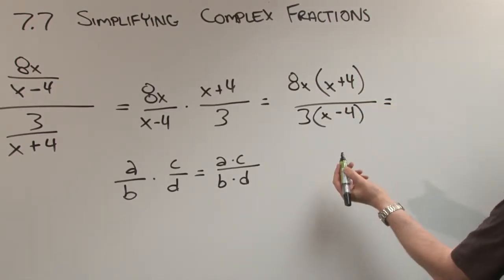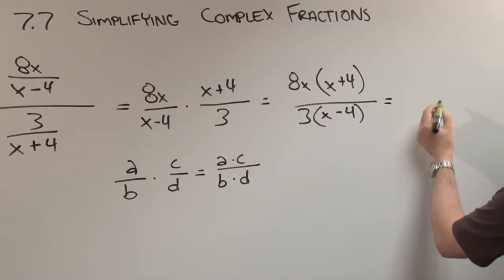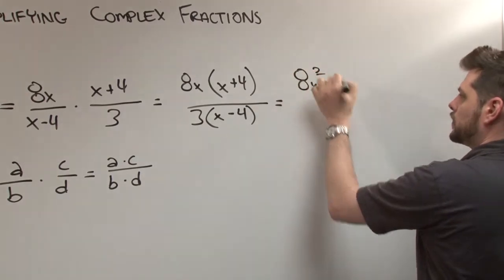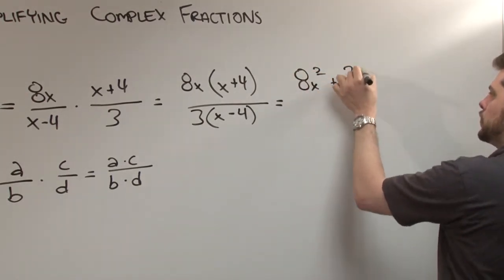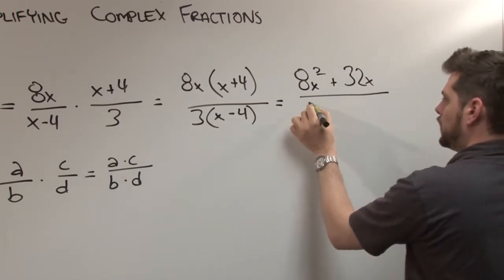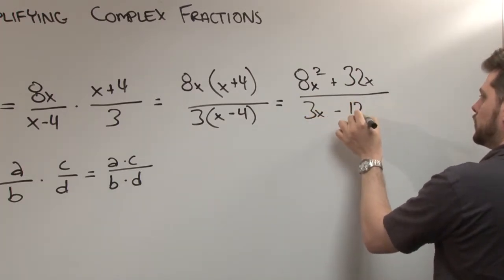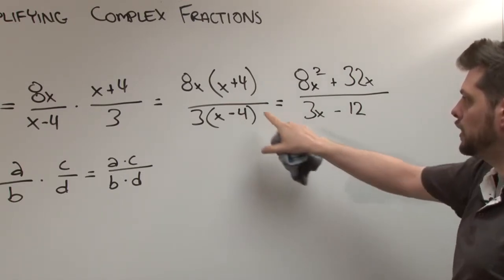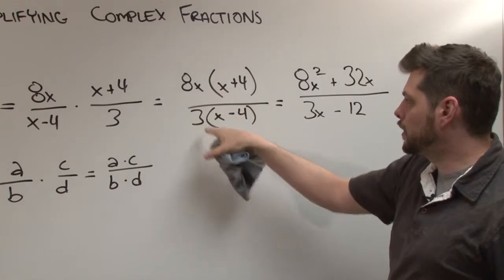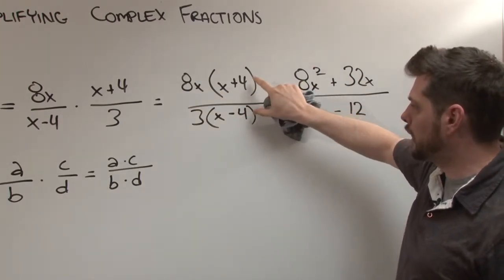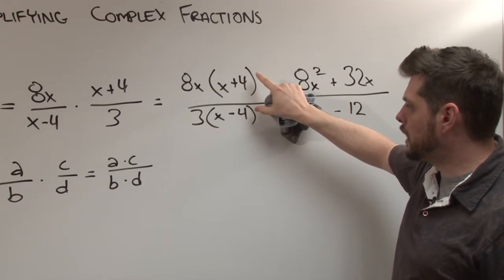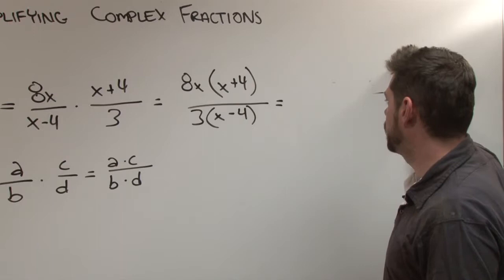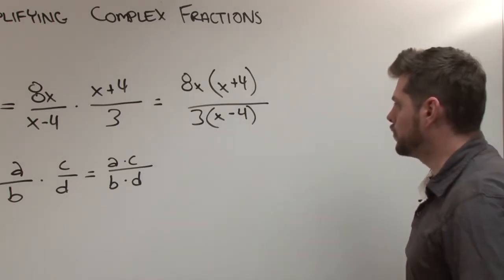So the only thing left for us to do is to distribute these quantities. We have 8x squared in the top, and we have 32x. And then here we've got 3x minus 12. That's as far as we can take it, because we don't have anything canceling in the top or the bottom, and try as we might to rearrange these terms, we can't really get these two terms to cancel. Or can we?